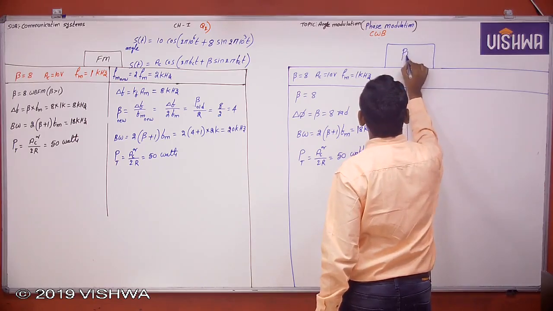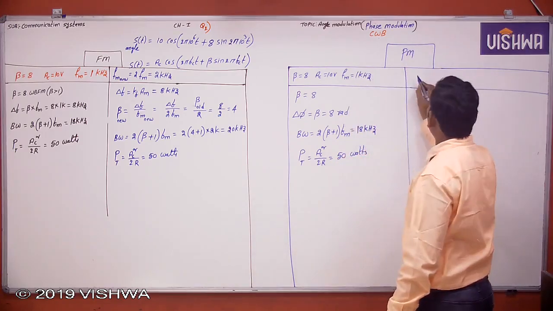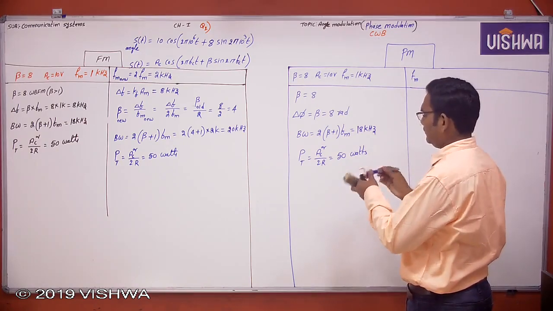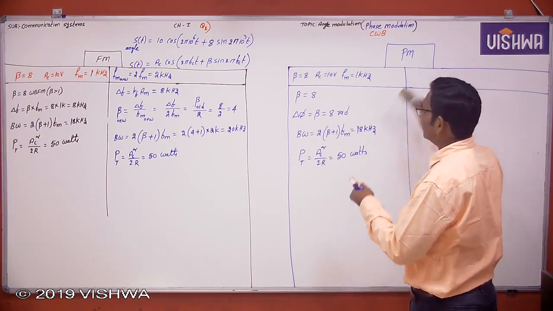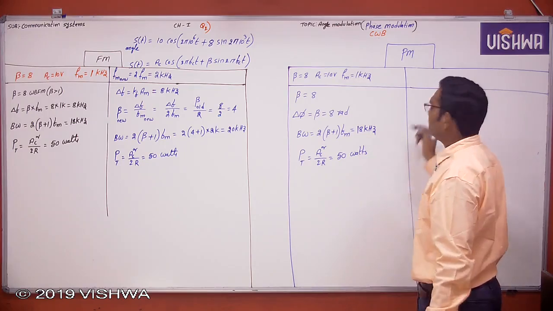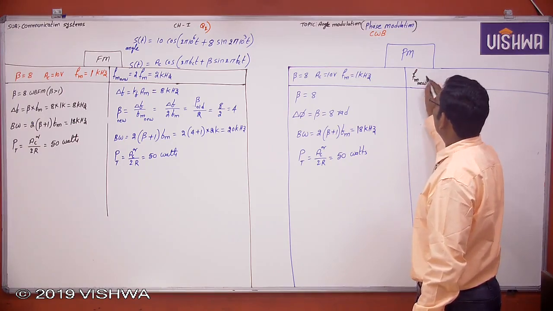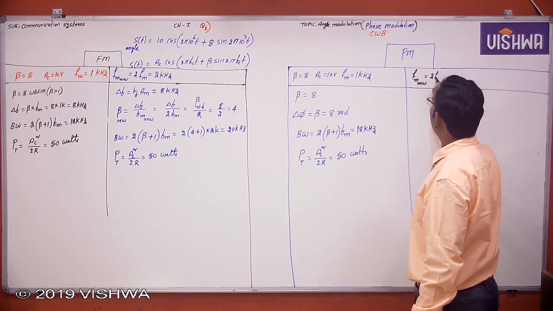Treated this as PM signal. Now repeat all the above calculations when the message signal frequency is doubled. When the message signal frequency is doubled, fm' is equal to 2 fm, which is equal to 2 into 1, 2 kilohertz.